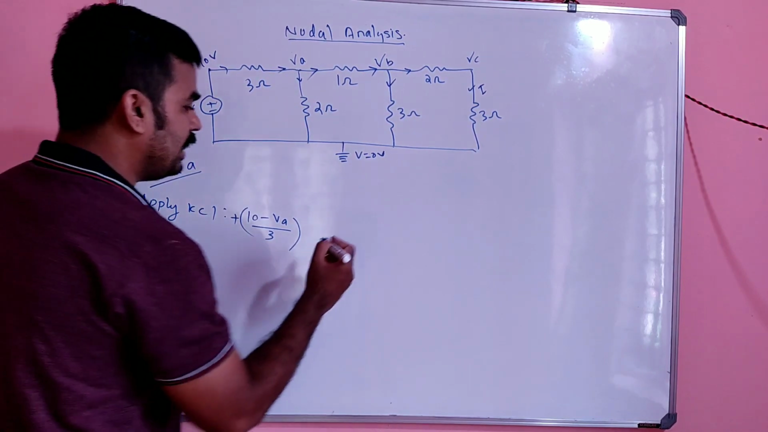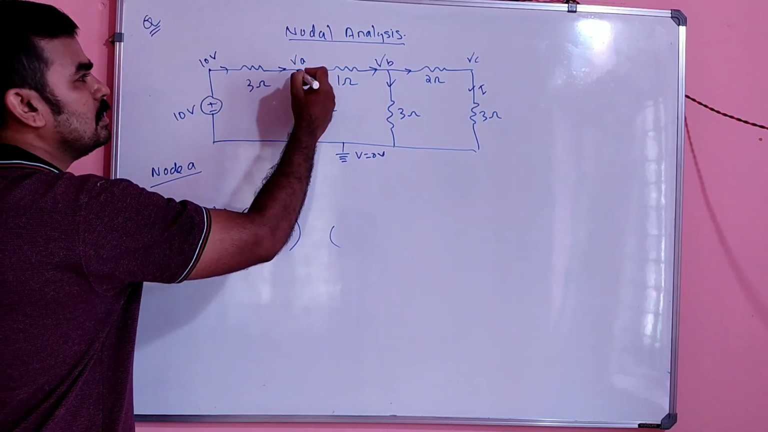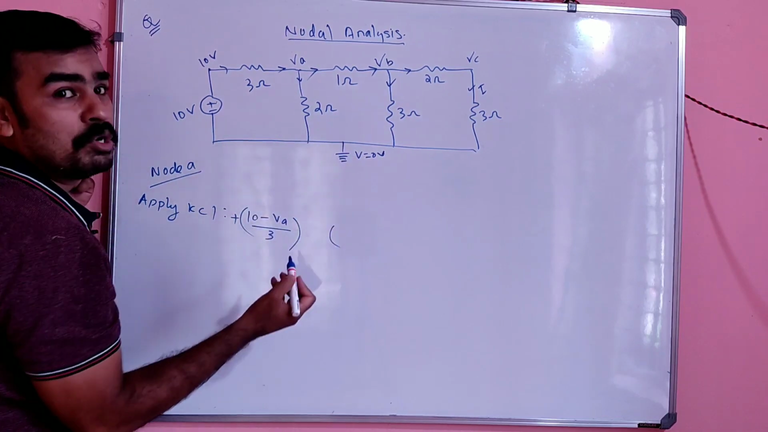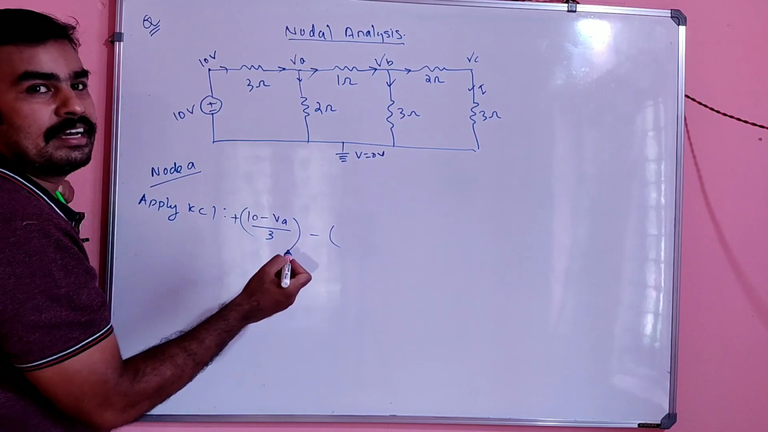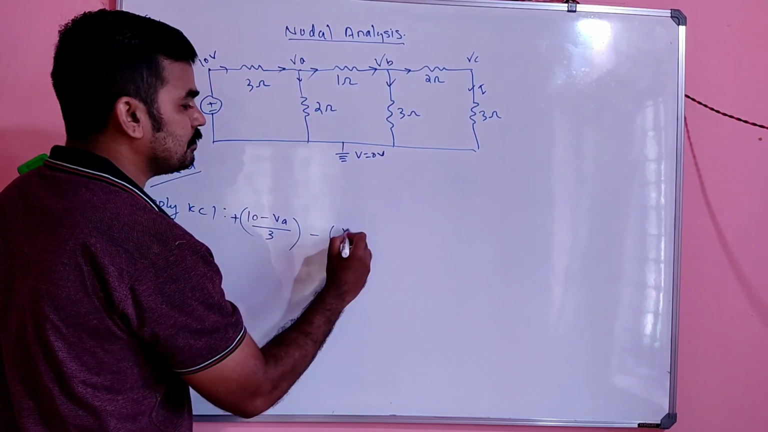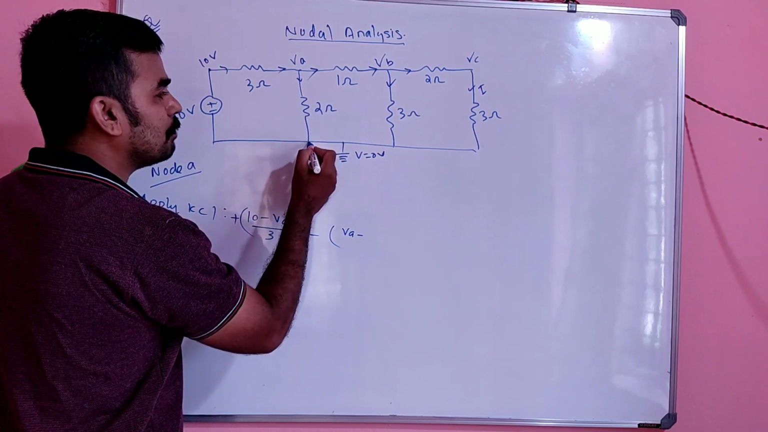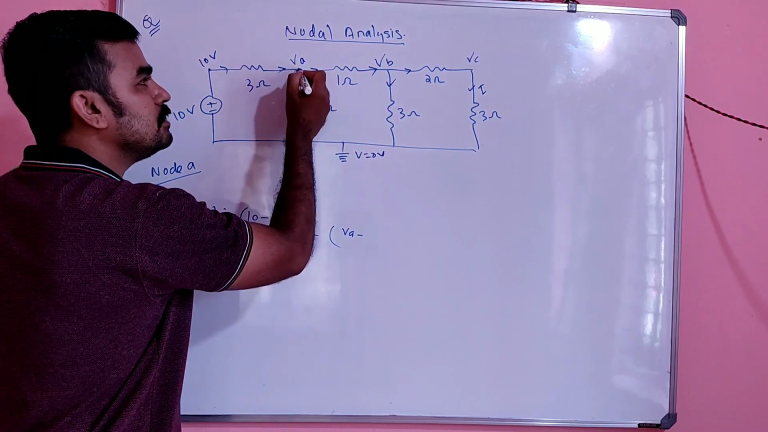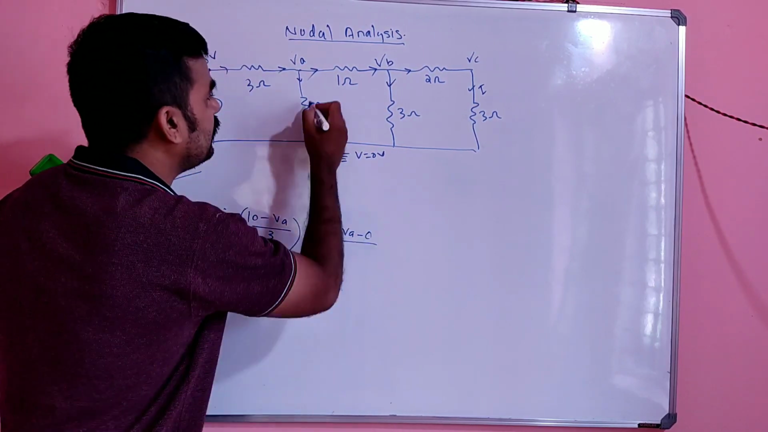And next, what is the next current? Considering this current, it is an outgoing current, no? So obviously it is minus because it is outgoing current. And I can write it like this: VA minus 0, right? VA is one point, and the other point is 0. So it is VA minus 0 divided by 2.